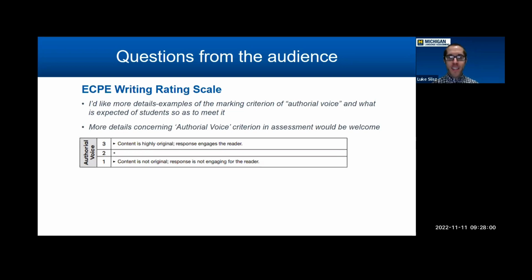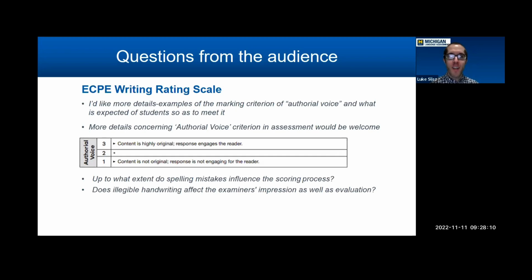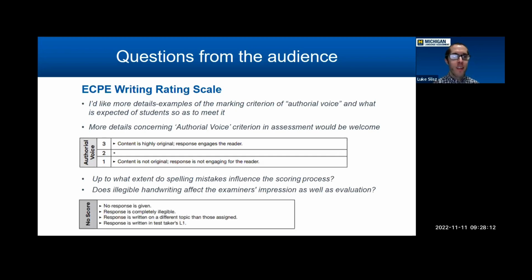So if the content is not as original, if they're just repeating language from the prompt and the sources, that might bring down the authorial voice rating a little bit. So we'll see examples of how this can be done well and not so well.